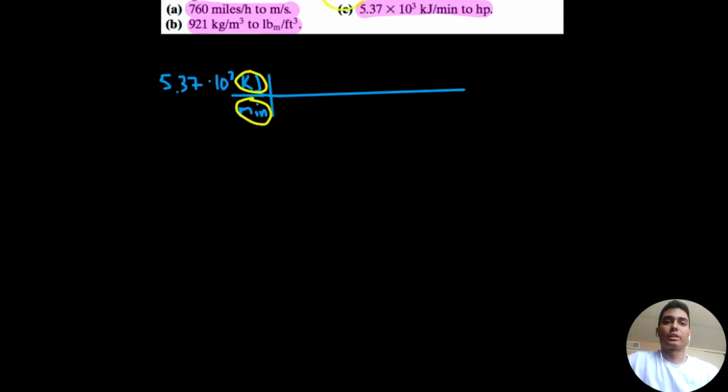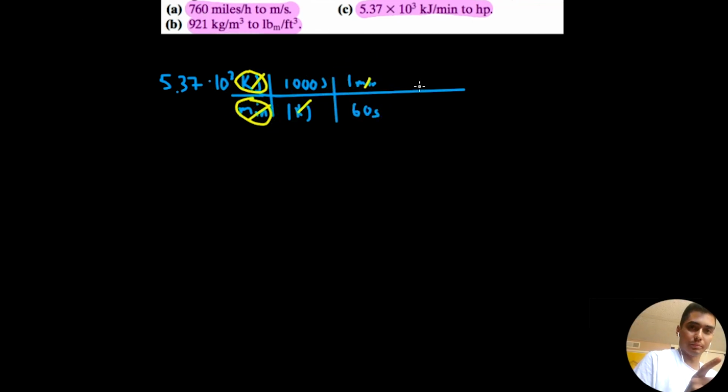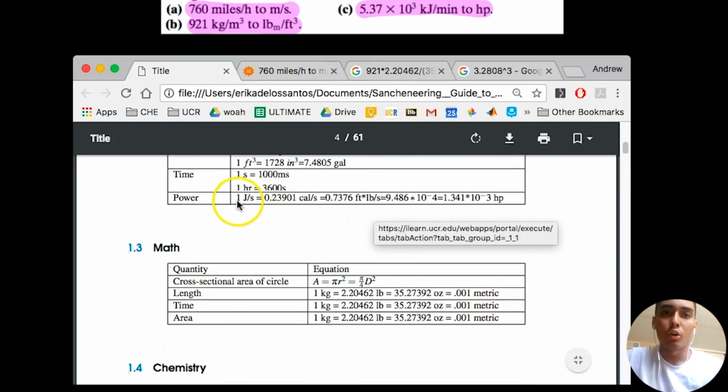So first we want to convert kilojoules to joules. So 1 kilojoule is 1,000 joules. And we want to convert minutes to seconds. So 1 minute, 60 seconds. Cancel out these guys. Try this by yourself before continuing on. If you get stuck, then try to watch the video. So 1 joule per second is equal to 1.341 times 10 to the negative 3 horsepower.